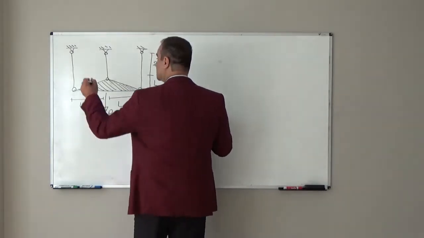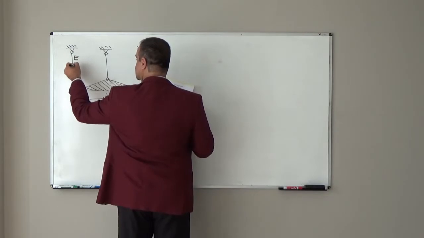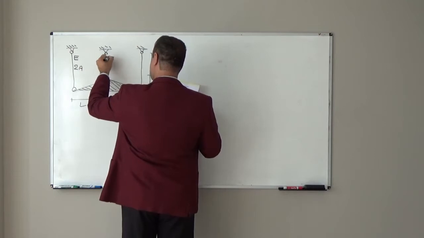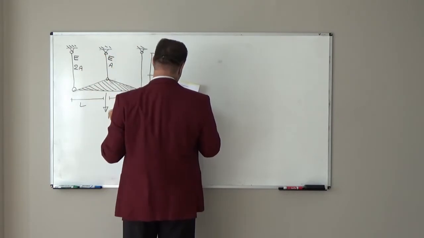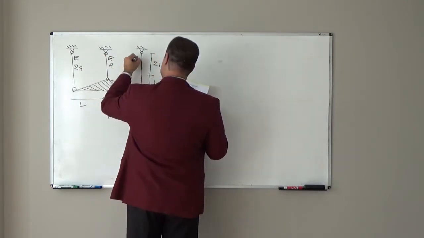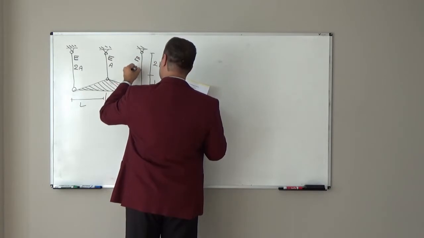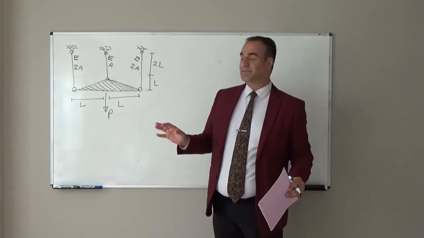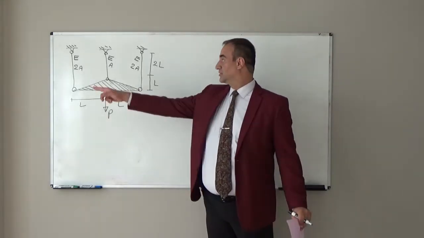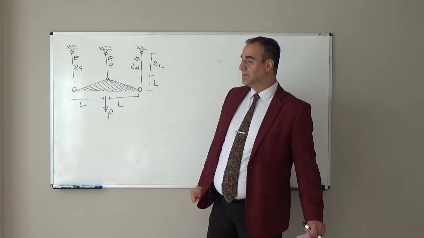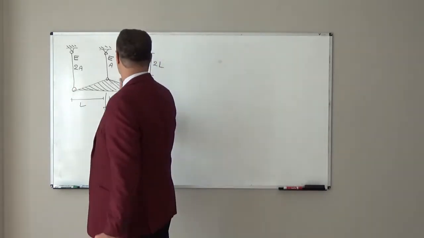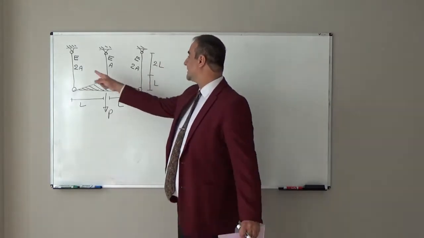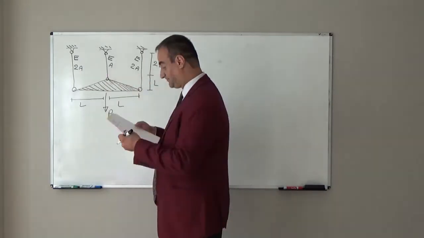Young modulus for this one is E, cross-sectional area is 2A. For this one it is E, cross-sectional area is A. For this one again it is E, cross-sectional area is 2A. It means the material is the same. For example, all of them are from the same steel. So the Young modulus is the same. Cross-sectional area for these two corner ones is 2 times the middle one. So these are 2A, this is A.